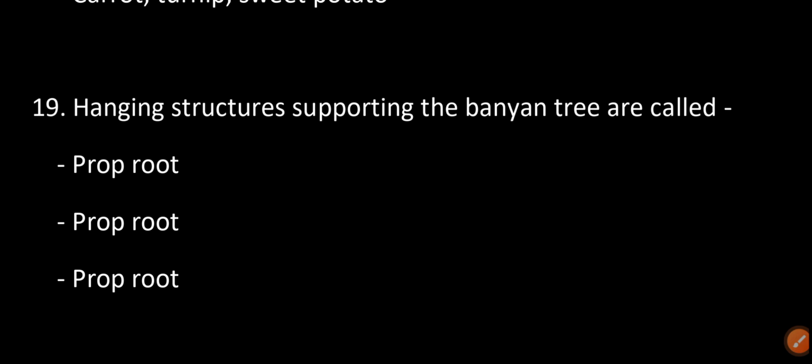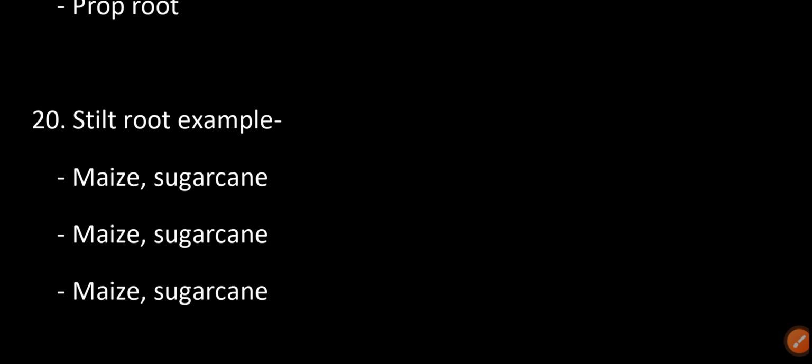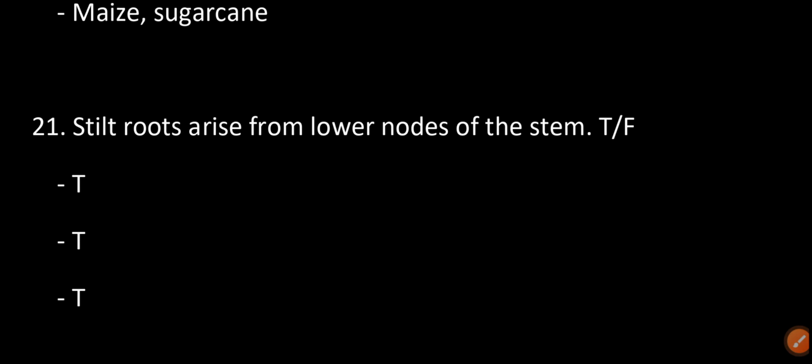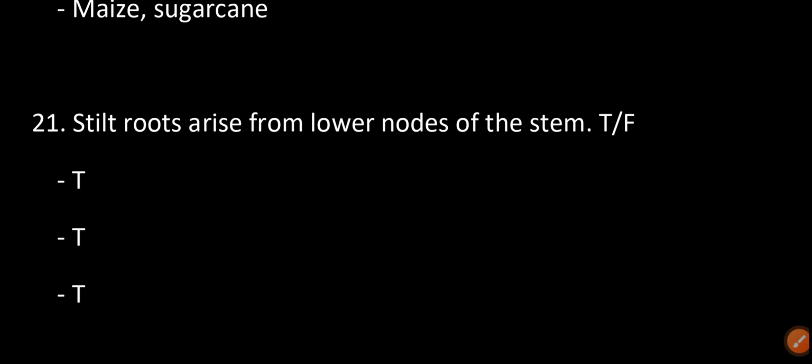Hanging structures supporting the banyan tree are called prop roots. Stilt root examples: maize, sugarcane. Stilt roots arise from lower nodes of the stem. True.